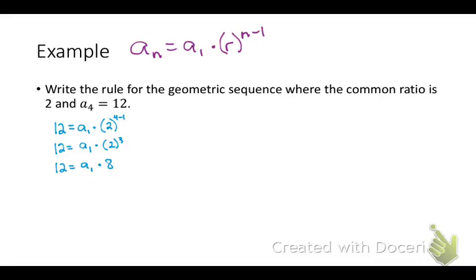So how am I going to get rid of that 8? Divide by 8. So my first term is 3 over 2. Now can I write my rule? You bet I can. So a sub n is equal to 3/2 times 2 to the n minus 1.